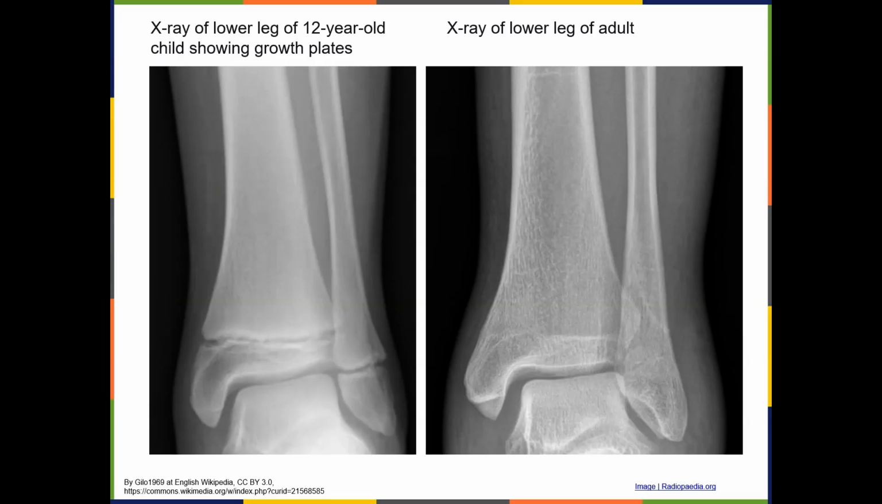Here we see two x-rays showing the distal ends of the tibia and fibula. In a 12-year-old, we can see this light region is the cartilage at the epiphyseal growth plate. And in an adult, there is no epiphyseal growth plate. Instead, we see here just the epiphyseal lines.